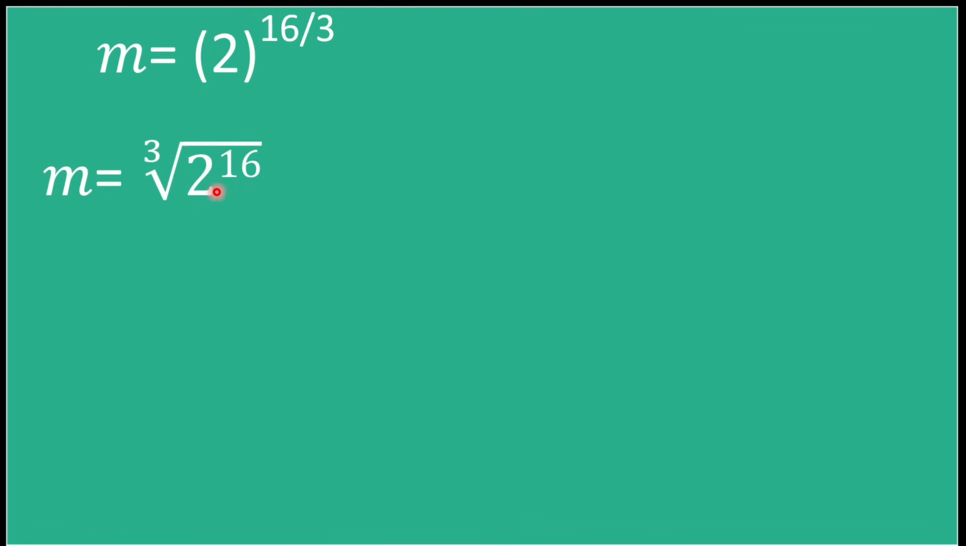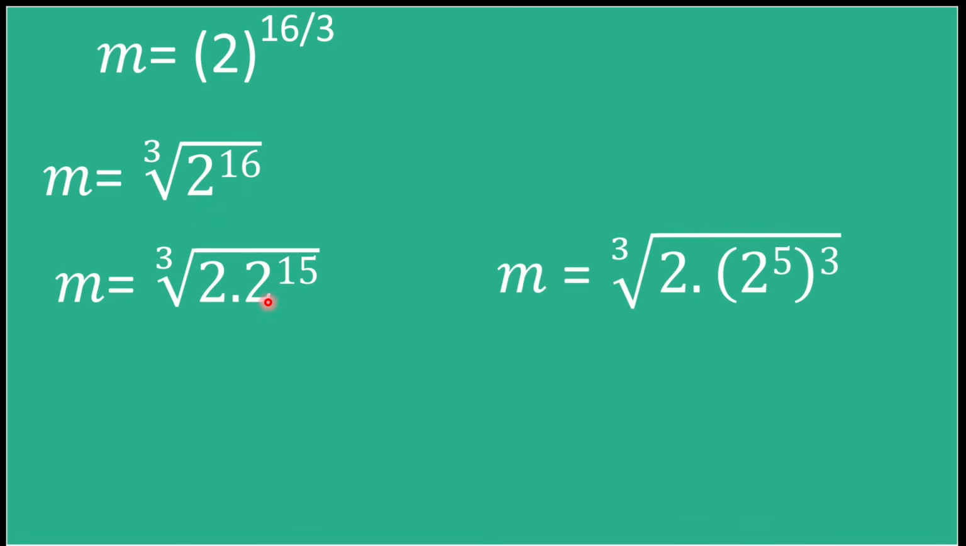Now this 2 power 16 can be written as 2 into 2 power 15, which is equal to 2 power 16. Why? Because if we add this 1 plus 15, it is again equal to power 16, so therefore we can write this 2 power 16 as 2 into 2 power 15. And again we can write this 2 power 15 as 2 power 5 all power 3. So 5 into 3 equal to 15.